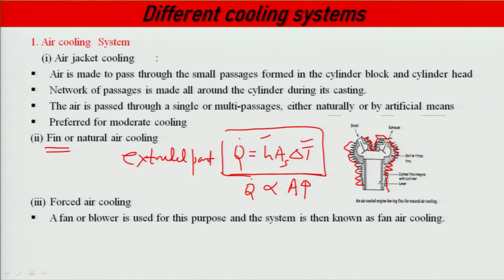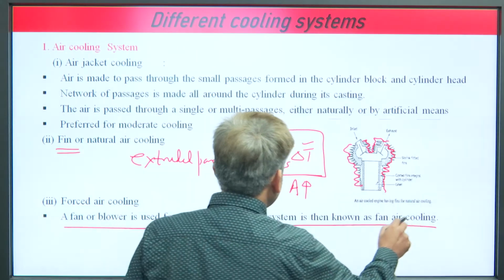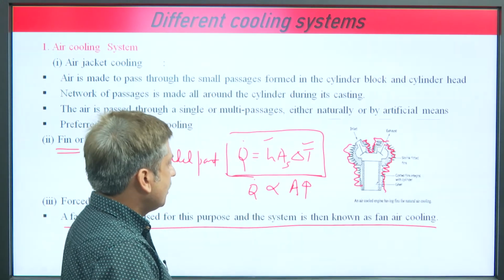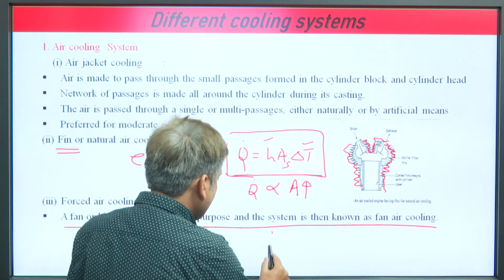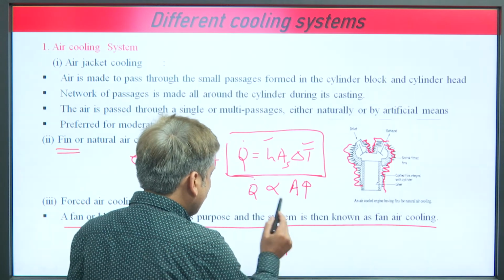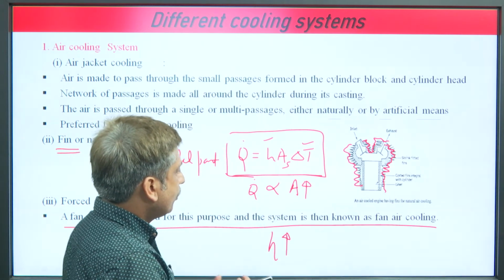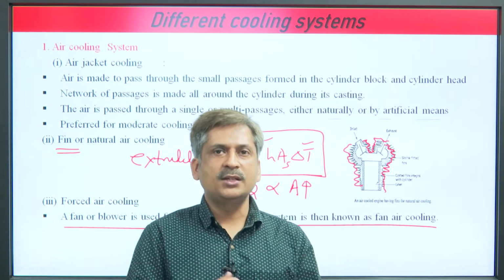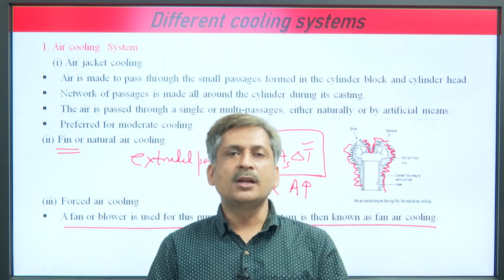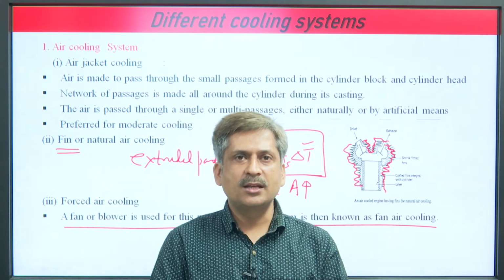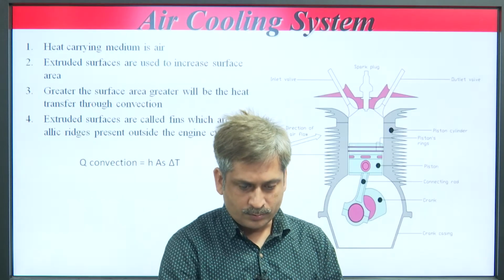Sorry. The last one is forced air cooling. Here we provide a fan or blower for the purpose, and hence the system is known as fan or air cooling. It is the artificial way, and h is improved here, all other parameters being fixed. If we improve the velocity of the working fluid, then h is improved. So, h improved means the heat transfer rate is improved.